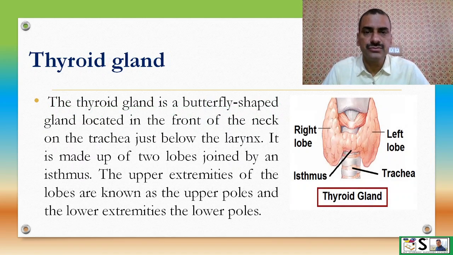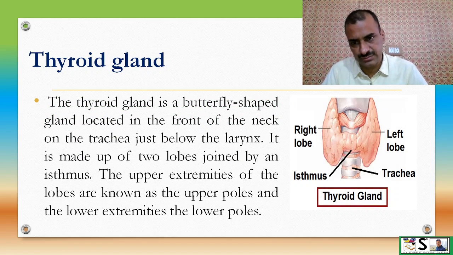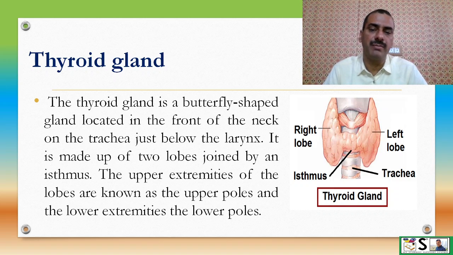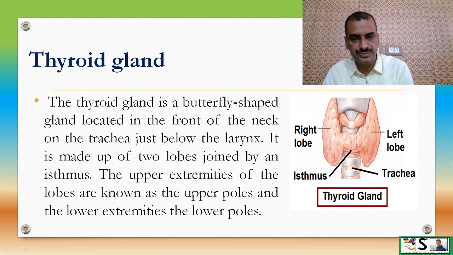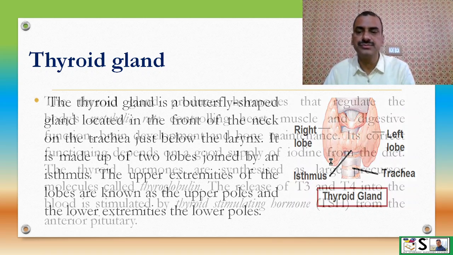Next is the thyroid gland. The thyroid gland is a butterfly-shaped gland located in front of the neck, on the trachea just below the larynx. It is made up of two lobes, right lobe and left lobe, which are connected to each other by the isthmus. It has two upper poles and two lower poles.